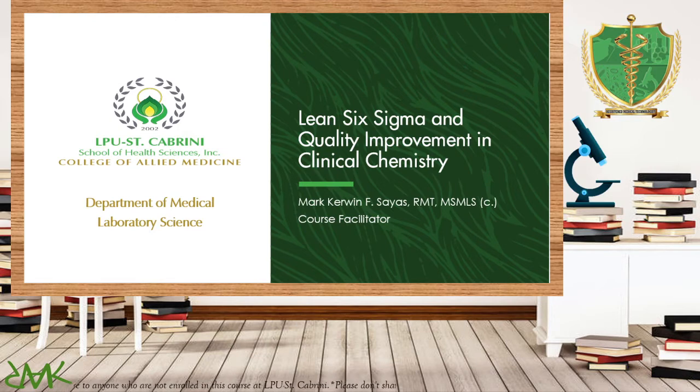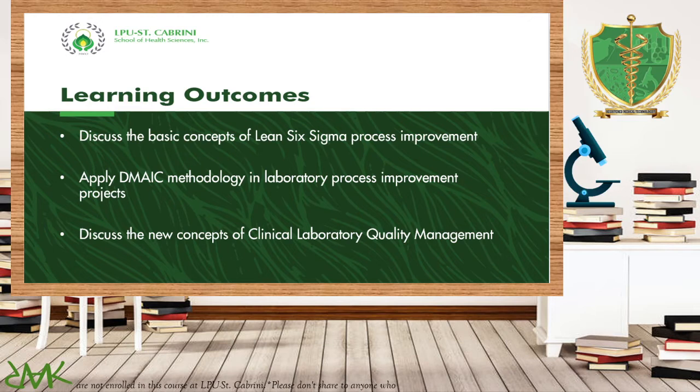In today's video, what we are going to discuss is all about Lean Six Sigma and quality improvement in the clinical chemistry section. For this lecture, our learning outcomes are as follows: discuss the basic concepts of Lean Six Sigma process and improvement, apply the DMAIC method in the laboratory process improvement, and discuss the new concepts of clinical laboratory quality management.